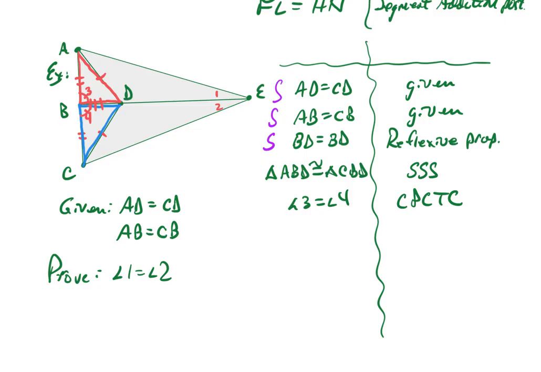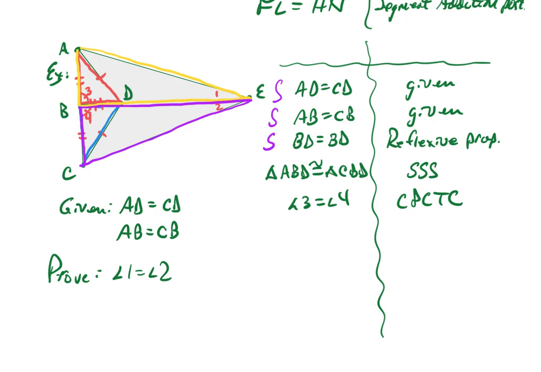Because now what I'm going to do is I'm going to switch to two other triangles. Instead of looking at blue and red, I'm now going to ask you to look at the triangle from A to B to E, and the triangle from C to B to E. Okay? And if you look at those two triangles, what do we know about those two already?